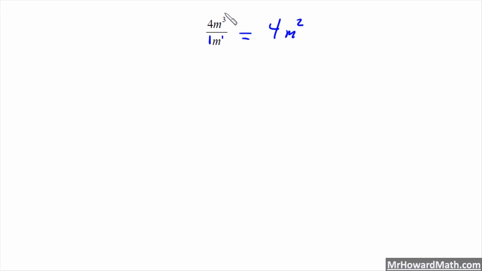The other way to look at it is subtract the exponents. 3 minus 1 is 2, and that's where that square comes from. So however you look at it, final answer 4m squared on that one. Let's look at another one.